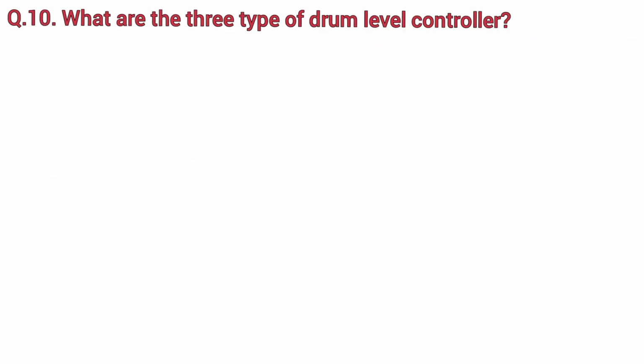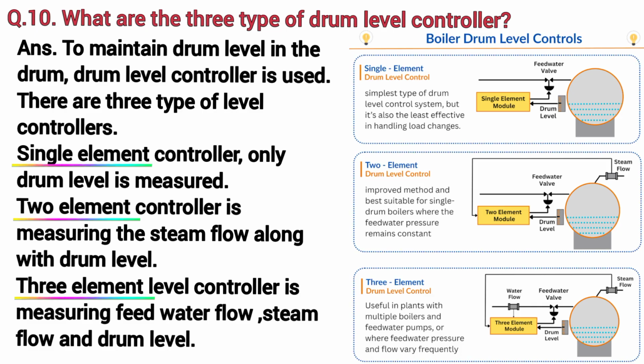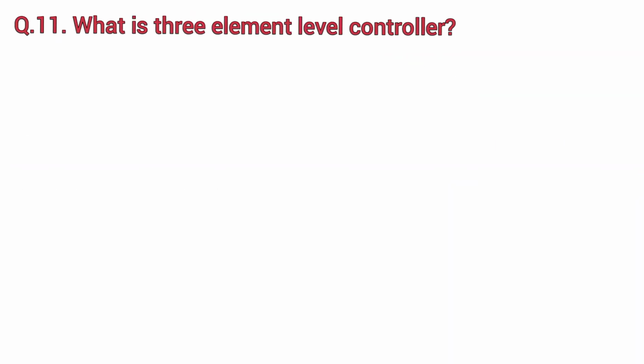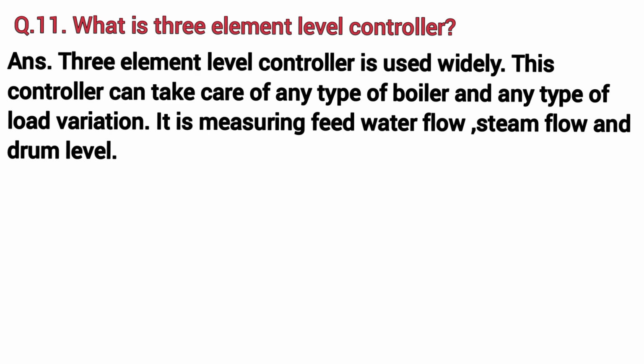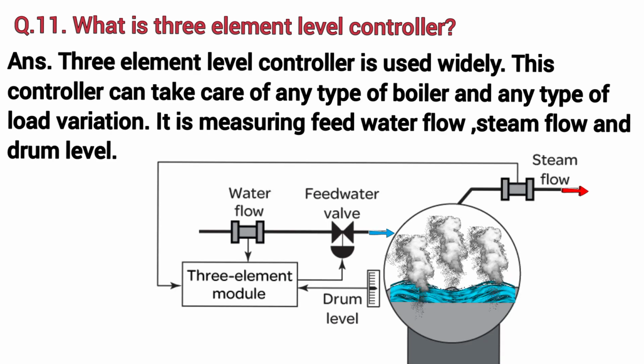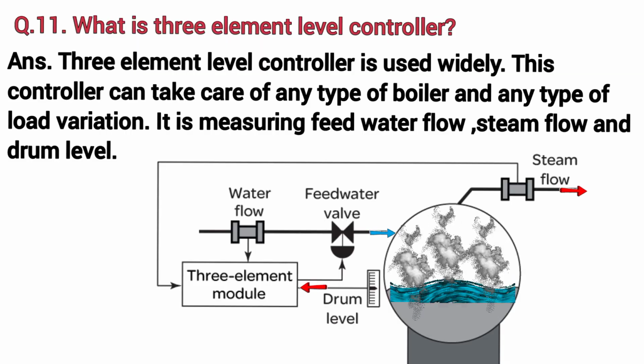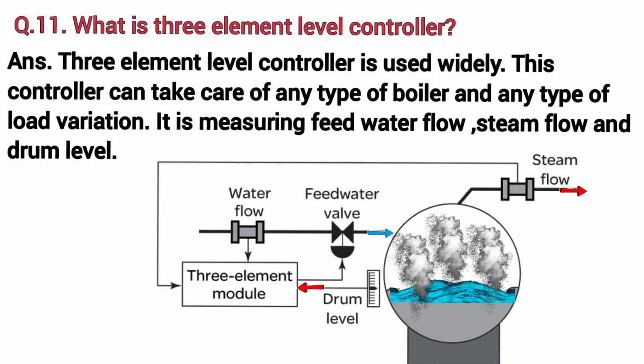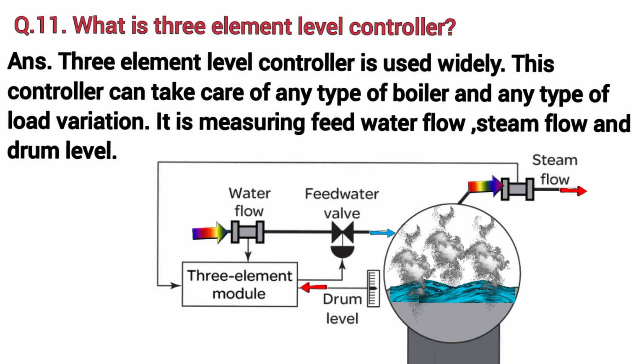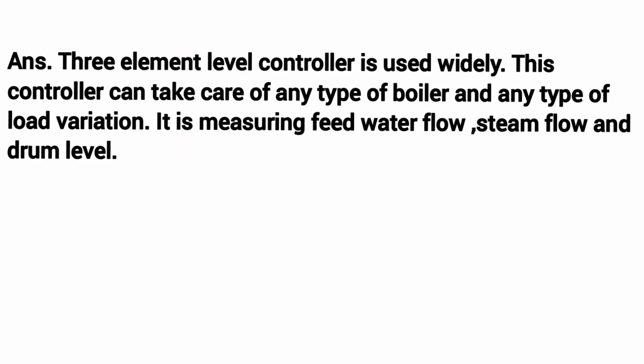What are the types of drum level controller? To maintain drum level, the drum level controller is used. It measures feed water flow, steam flow and drum level. What is a 3-element level controller? The 3-element level controller is used widely. This controller can take care of any type of boiler and any type of load variation. It measures feed water flow, steam flow and drum level.